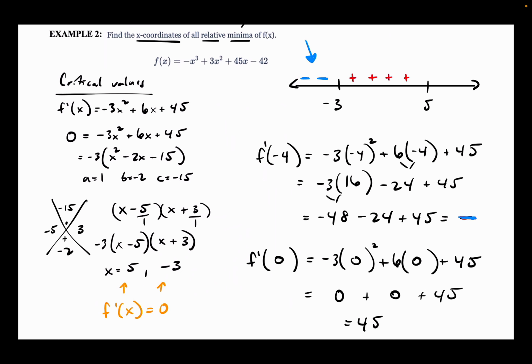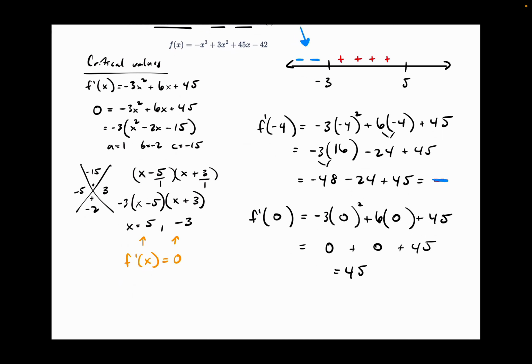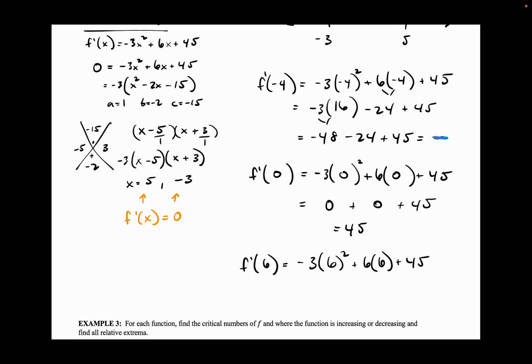Last one, bigger than 5. 6, 10, whatever number you want. I'm going to plug in 6. So negative 3 times 6 squared plus 6 times 6 plus 45. So 6 squared is 36 times negative 3. Negative 108. Negative 108 plus 36 plus 45.